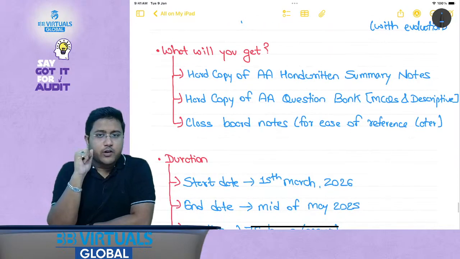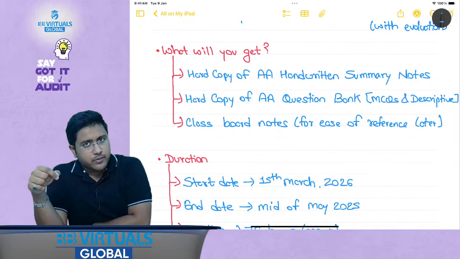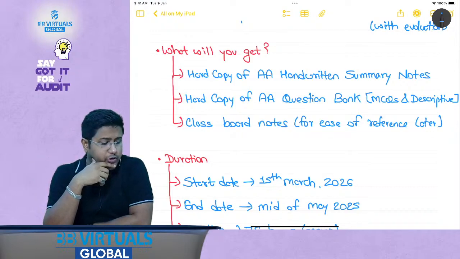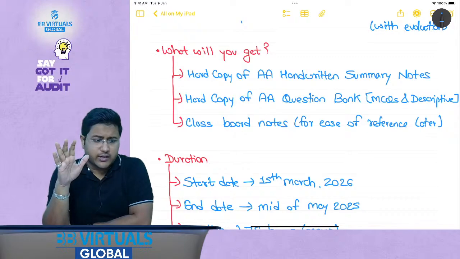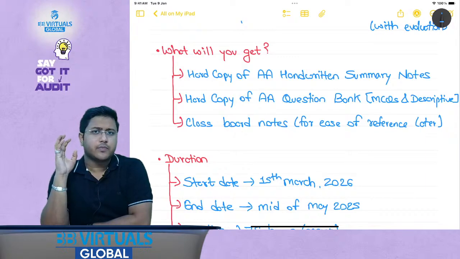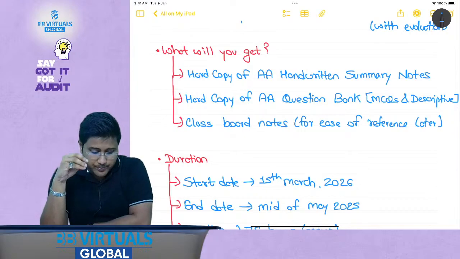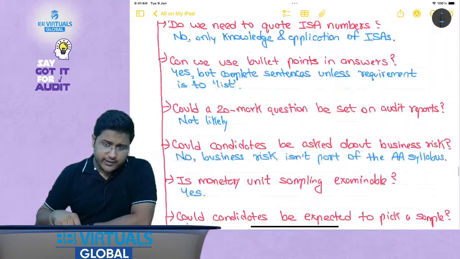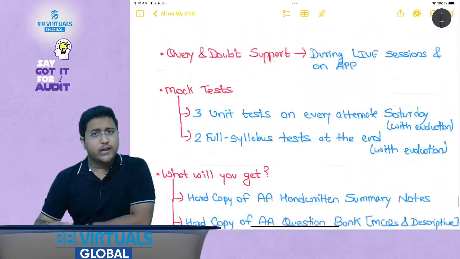Okay, now what will you get? You will get a hard copy of AA summary notes and a hard copy of the AA question bank. This question bank will consider questions from all the resources that are relevant for you. I have selected a lot of questions, and for every chapter there are multiple questions mentioned over here. Handwritten summary notes, just like this handwritten, it would be very easy for you.